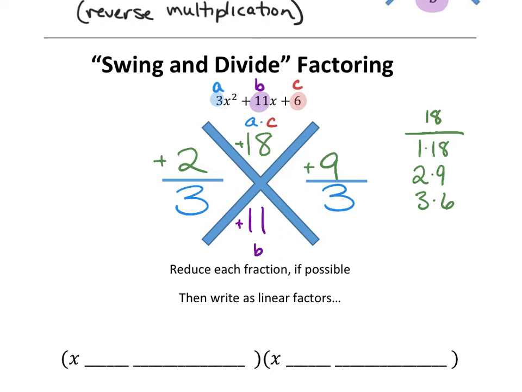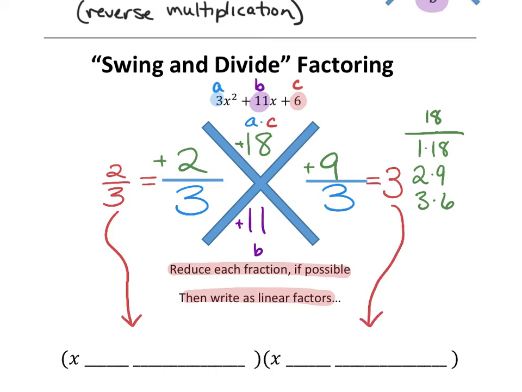The next step, to go back into factoring steps and not X puzzles, is to reduce each fraction that we've just created if possible. Does the fraction 2/3 reduce? No, we're going to leave it as a positive 2/3. But does the fraction 9/3 reduce? Absolutely. 9 divided by 3 is 3. All I need to do after that is write them as linear factors, which means I'm going to take these numbers and write them in parentheses with an x. The first one is going to be x plus 2/3. And the second one is going to be x plus 3.